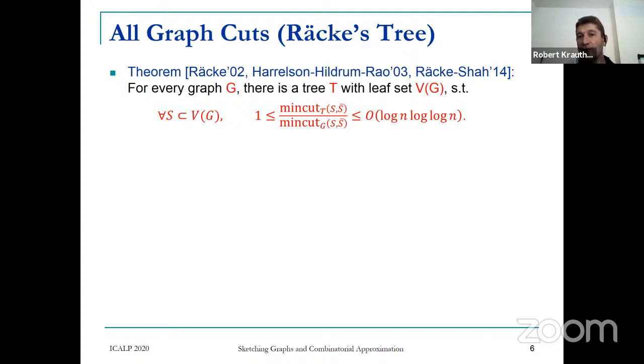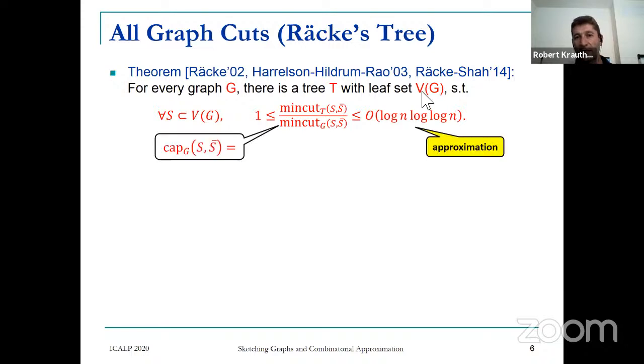Okay. Now the amazing property of this tree is that for every cut in the graph, where the cut is described by a set S of vertices, S and S bar, the minimum cut between S and S bar in G, which is just the capacity of the cut (S, S bar) in G, can be approximated by the same quantity in the tree T. Now notice that in the tree there is S and S bar, which are the original vertices, but you have also Steiner vertices. You have to optimize there.